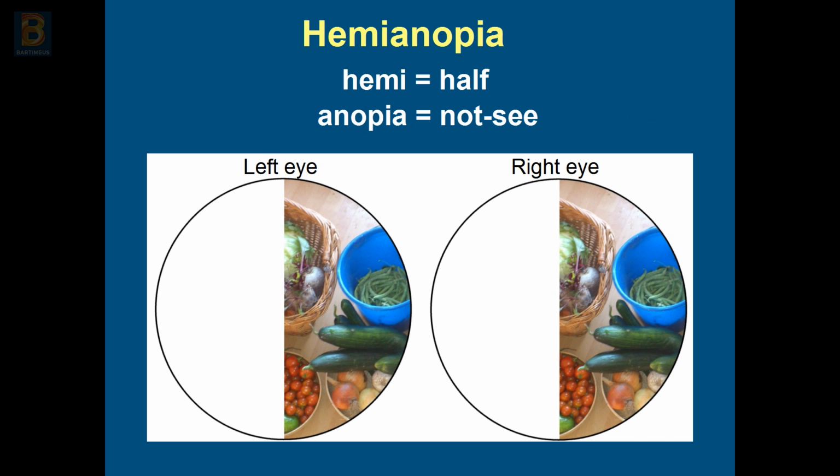Hemianopia means half not see, or blindness of half the visual field. In this example, both the left eye and the right eye only see the right side of the world. We call this left-sided homonymous hemianopia.